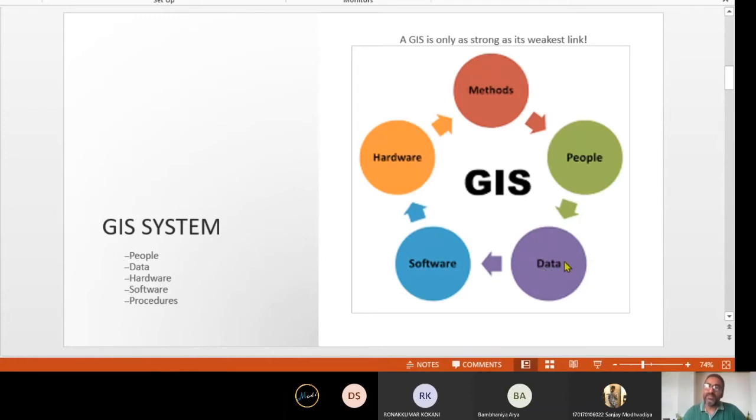People deal with the data, or they capture the data, or they bring the data in here, then they input it into the software. Software is uploaded onto the hardware, like a computer or laptop, or a palmtop, or your tablet. Then they apply the method. Methods means the process here. So these methods are inbuilt into these softwares.